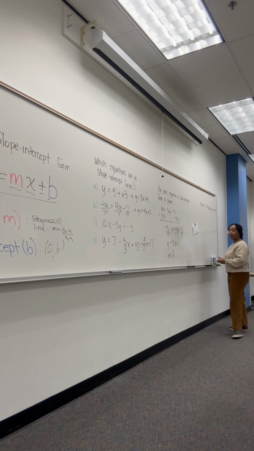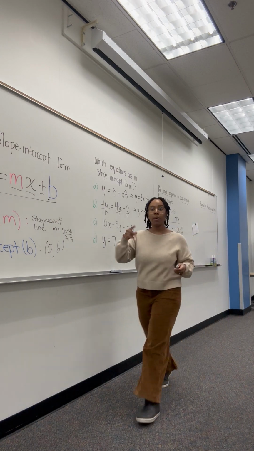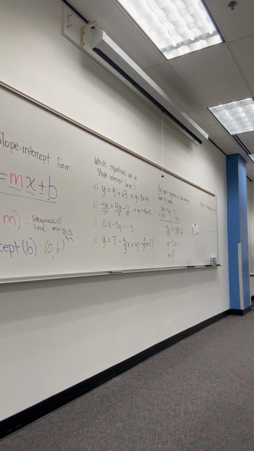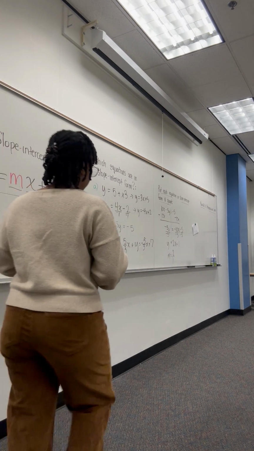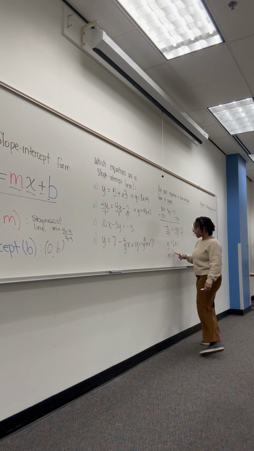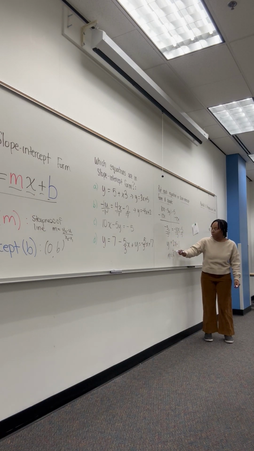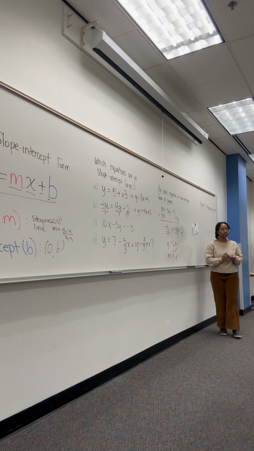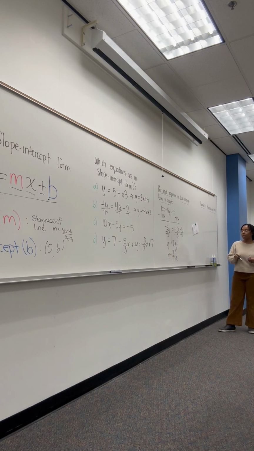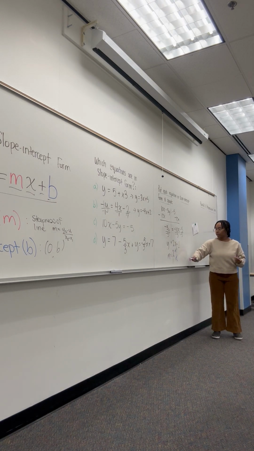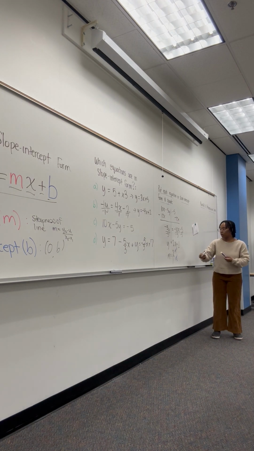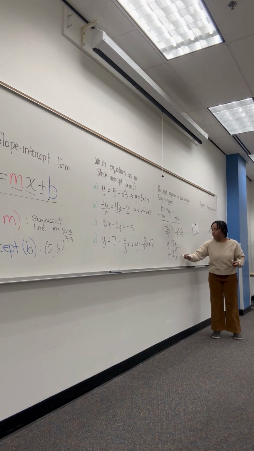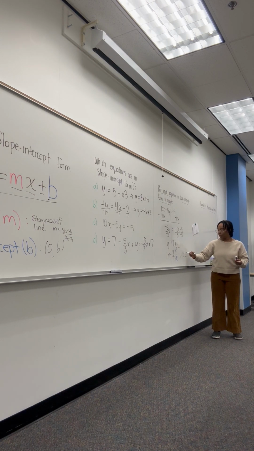Why? Because when we graph slope, we need to know where we're going up or down from our starting point, and we need to know where we're going left or right, okay? So this 2 on top says from my starting point, I'm going up 2 because it's positive, and I'm going right 1 because it's a positive 1 there, okay? So that's my slope, and my intercept is 1. So my B is 1, and I need to write this as a point because I am graphing. So 0, comma 1.